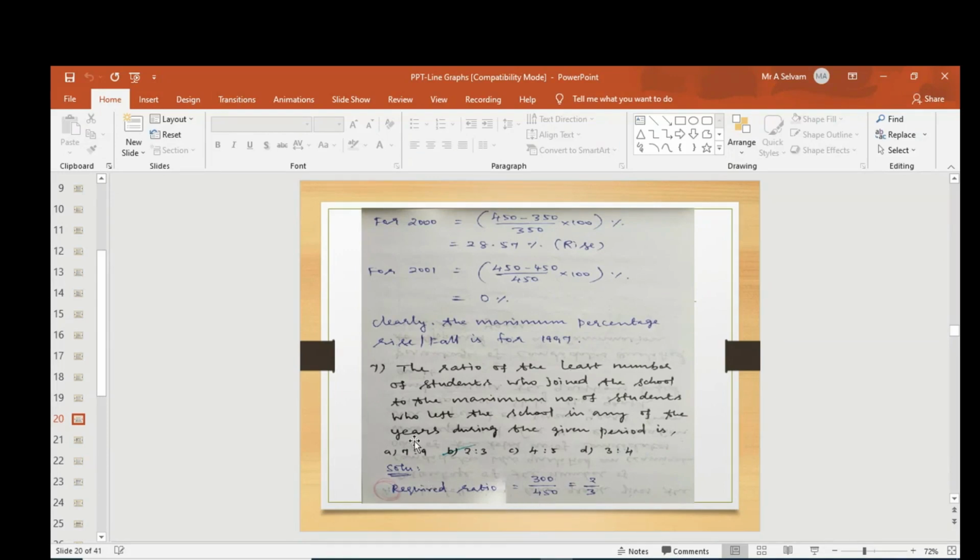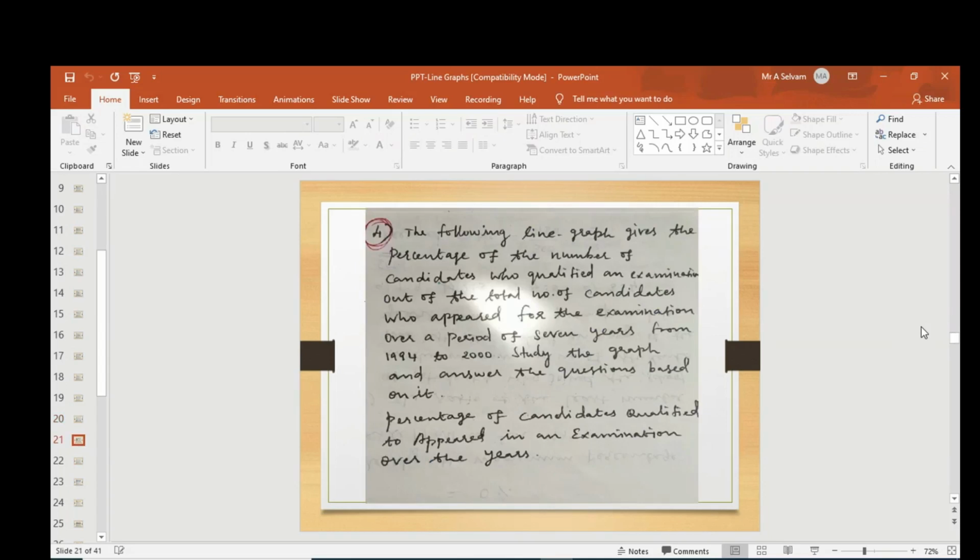So 2:3 is there in option B, right? This is the ratio of the least number of students who have joined, the least number we have to take, to the max number of students who have left the school. The ratio you can find out is the answer for the line graph. Fine. So I hope you all are able to understand whatever I am teaching.